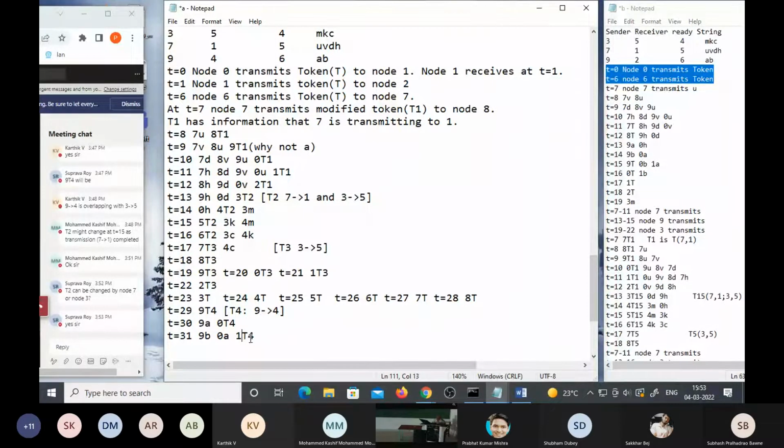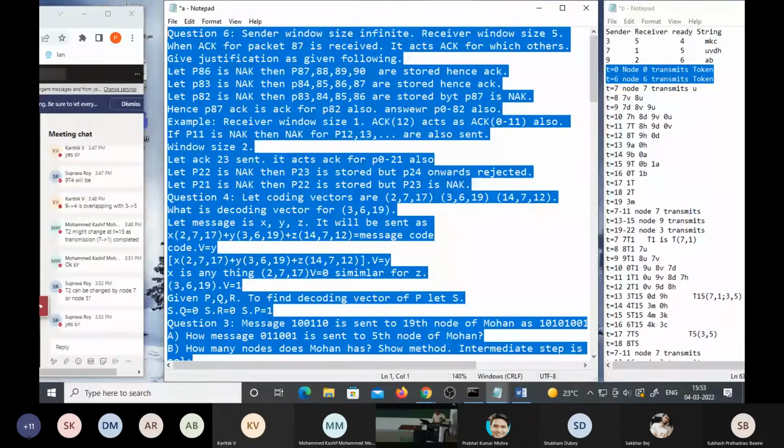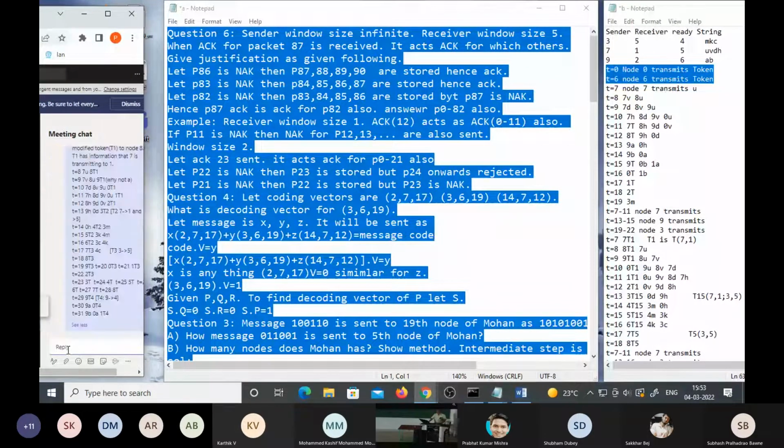Any doubt? Any question? I am keeping this whole thing in the chart. Ask your doubt.